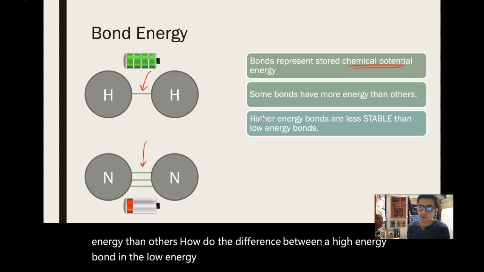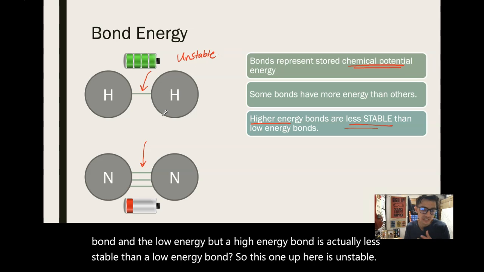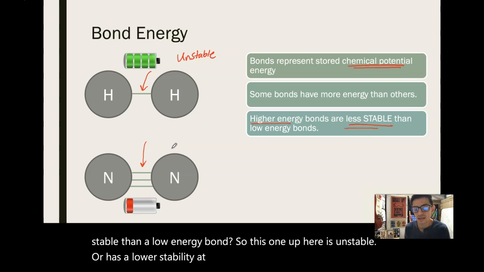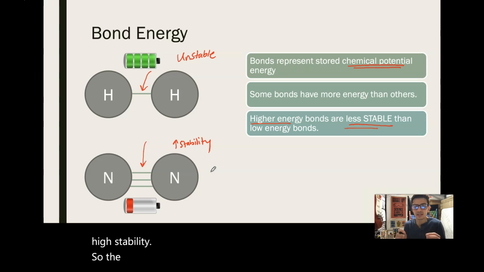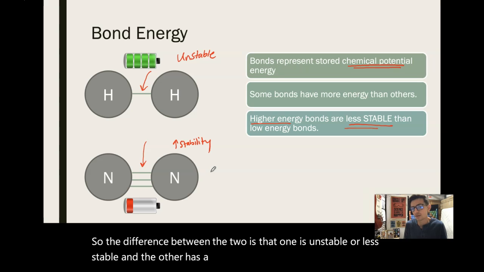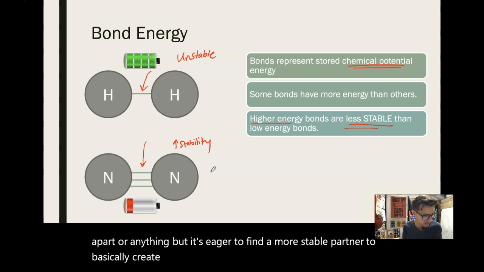Well, a high energy bond is actually less stable than a low energy bond. So this one up here is unstable, or has a lower stability at least. And then this one down here has a high stability. So the difference between the two is that one is unstable or less stable and the other has a high stability. Now, it's not about to fall apart or anything, but it's eager to find a more stable partner to basically create a stronger bond if it can.